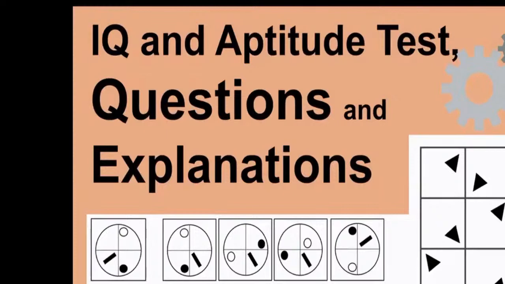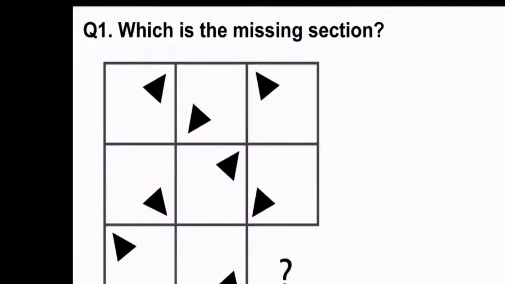numerical ones, spatial reasoning ones, mechanical aptitude, and I'm going to give you a brief selection of those today in this presentation. So let's have a look. Which is the missing section? Okay, so we can see here the bottom right, we have the question mark, which is the missing section.